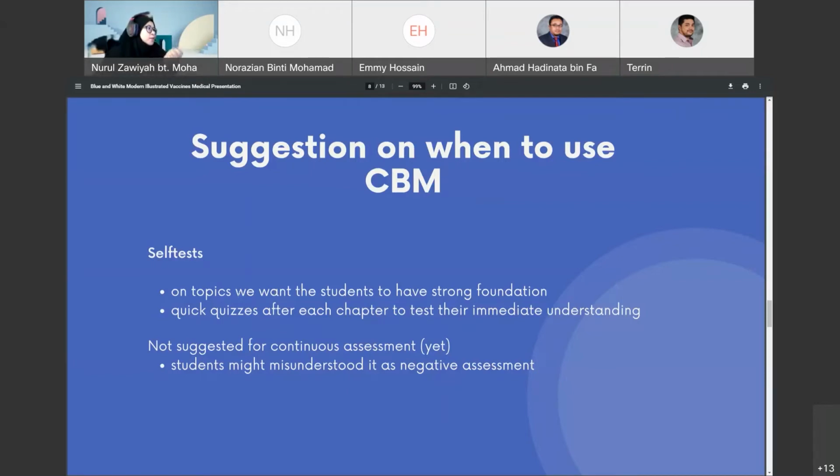Okay. So if you want to apply CBM, I don't suggest using it for real continuous assessment yet, unless we understand how to use it. The students need to understand the risk that they might lose many marks when undergoing this. So I suggest for next semester, probably we can just try it out in our class, and see how well our connection is with our own students.